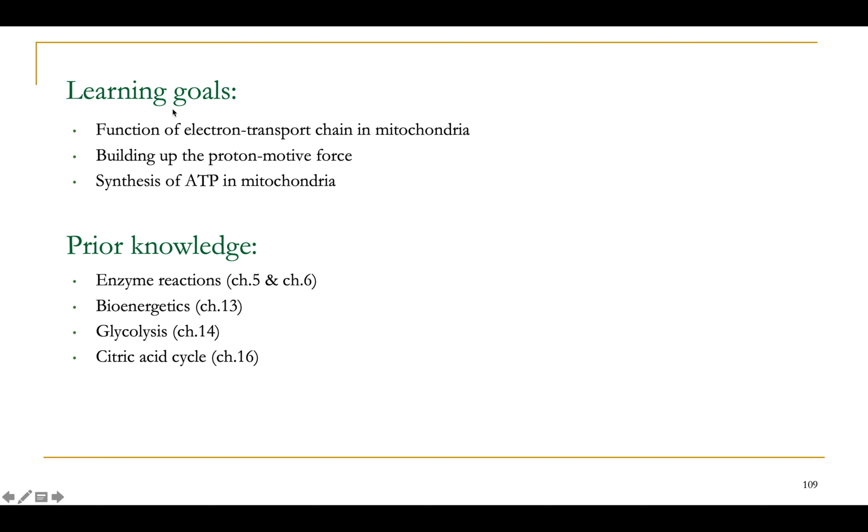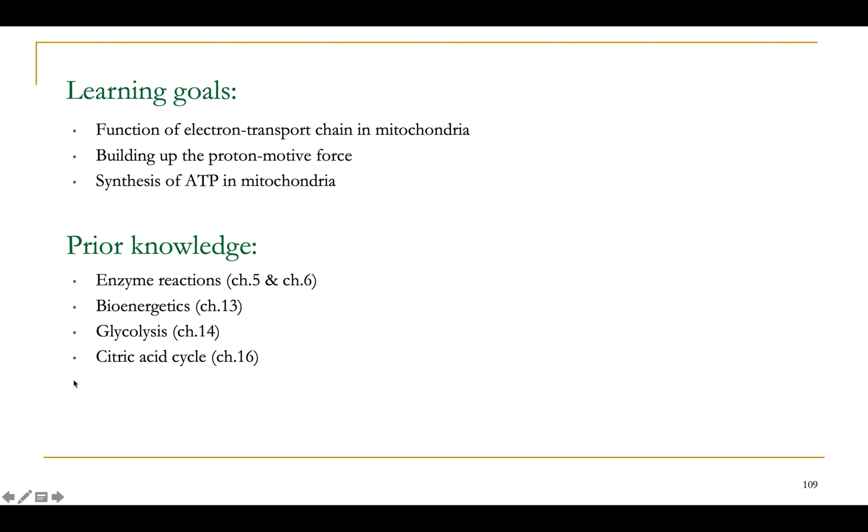The learning goals of today's lecture are to understand how the mitochondrial electron transport chain functions to couple the oxidation of the reduced electron transport carriers to the generation of the electrochemical gradient, and to understand how the proton motive force built by the electron transport chain is utilized by ATP synthase to produce ATP in the mitochondria.